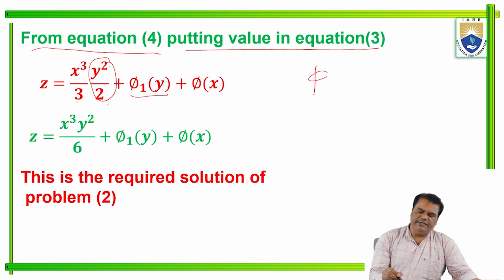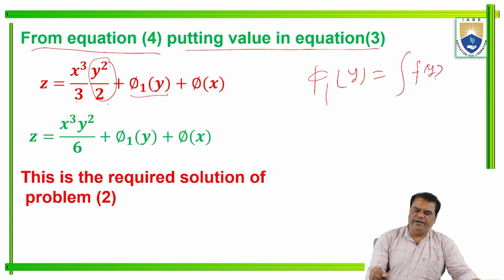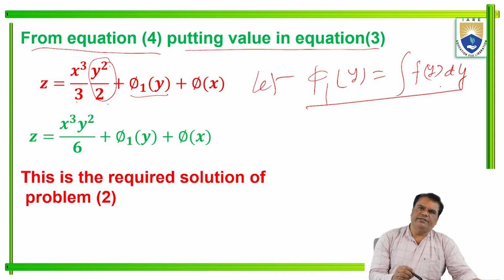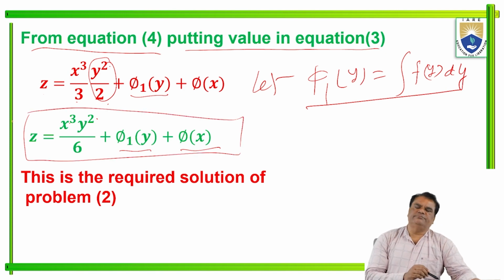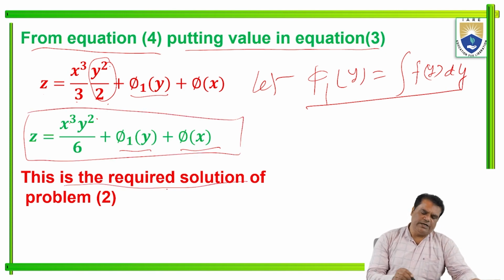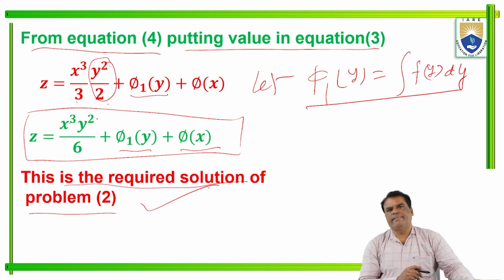φ₁(y) is the value of the integration of f(y) dy. Consider this. So now finally x³y²/6 plus φ₁(y) and plus φ(x). This is z. This is the solution. This is the required solution of problem 2.